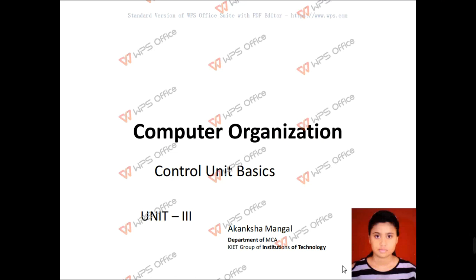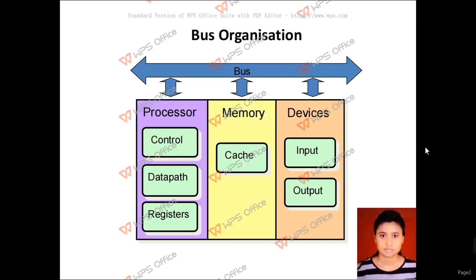I want to explain the topic control unit basics. In this topic, we discuss first bus organization system. In this, processor, memory, devices are connected with a single bus. In processor, we discuss about control, data path, and registers. And in memory, we discuss about cache memory, and in devices, we talk about input output devices.